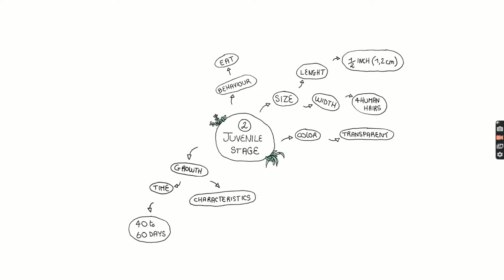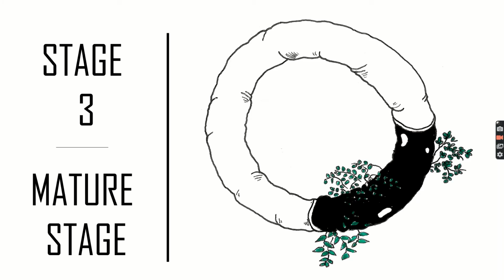And the characteristics of the worm as it grows up will be a darkening color, the development of clear segments, and the most important is the development of the clitellum, which is the worm's reproductive organs. So once this clitellum is developed, that will mean that the worm is ready to go into the next phase, which is the mature phase, so after around 40 to 60 days.